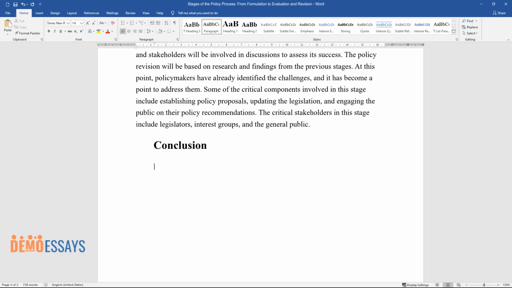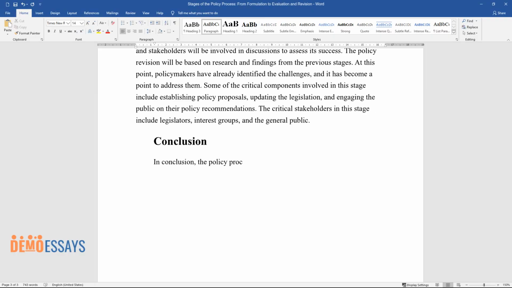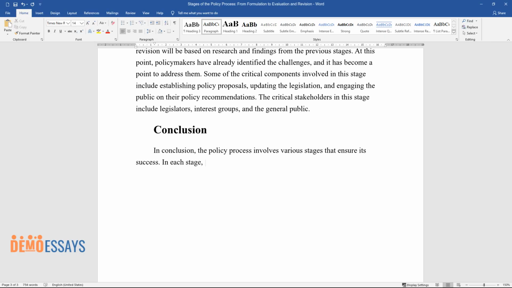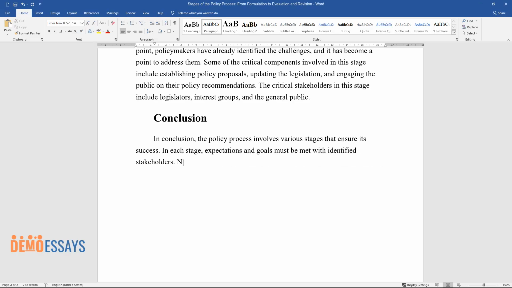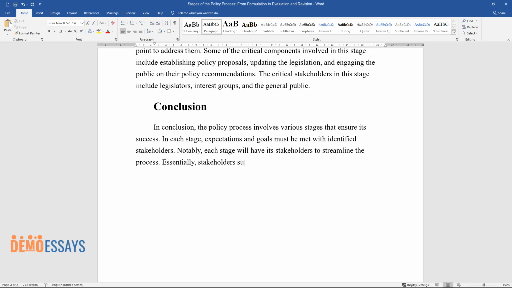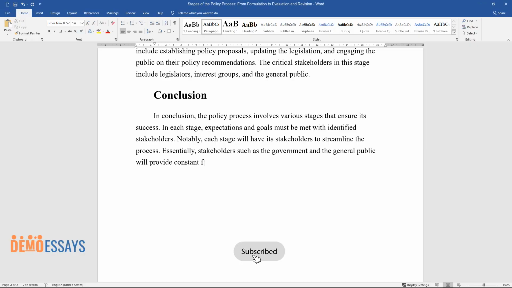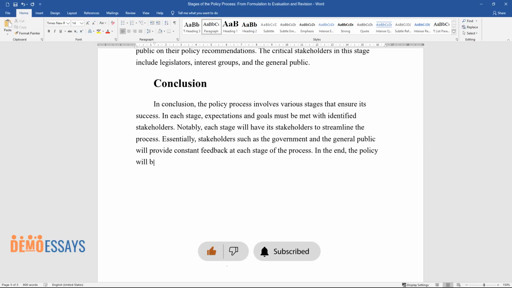Conclusion. In conclusion, the policy process involves various stages that ensure its success. In each stage, expectations and goals must be met with identified stakeholders. Notably, each stage will have its stakeholders to streamline the process. Essentially, stakeholders such as the government and the general public will provide constant feedback at each stage of the process. In the end, the policy will become law through the mentioned processes.